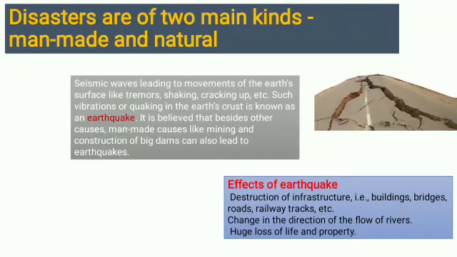Effects of an earthquake: destruction of infrastructure, that is buildings, bridges, roads, railway tracks, etc. These are destroyed and uprooted. The railway tracks are uprooted. There is a change in the direction of the flow of rivers, and huge loss of life and property. So an earthquake causes havoc and heavy destruction.